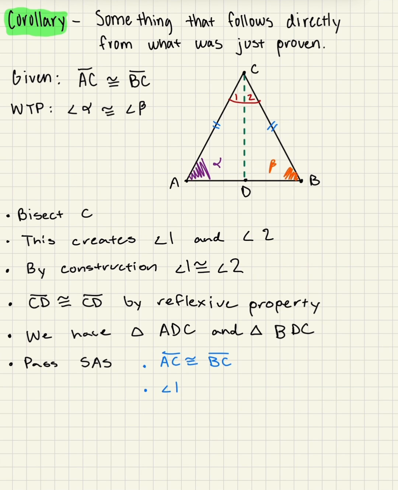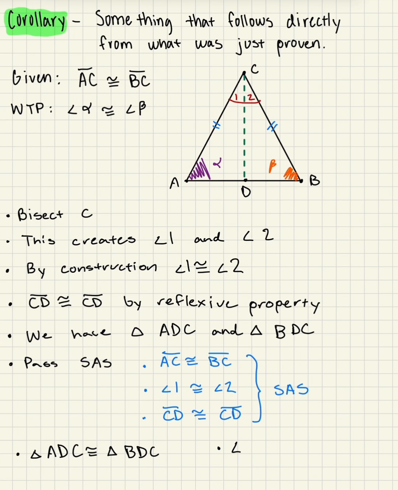We know by construction of a bisector that angle 1 is congruent to angle 2. And then we know that CD, which is the side that made two triangles, is already congruent to itself by the reflexive property. So this is what proves that SAS is true. And since we passed SAS, we know that the triangles are congruent. So now we know that triangle ADC is congruent to triangle BDC.